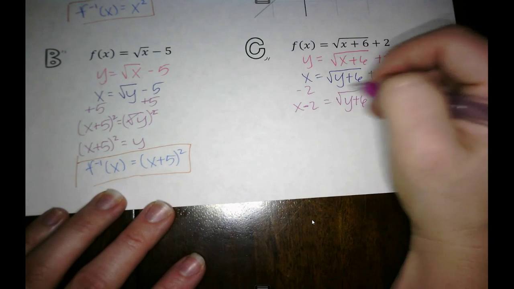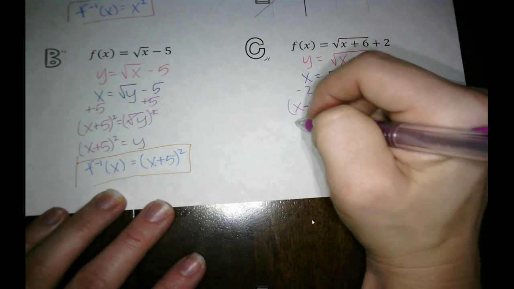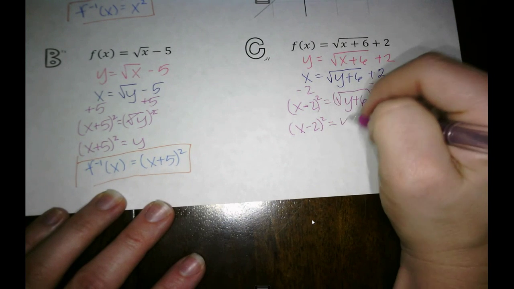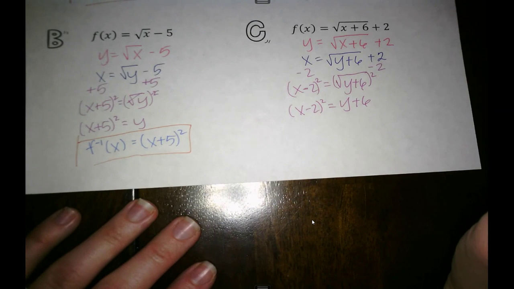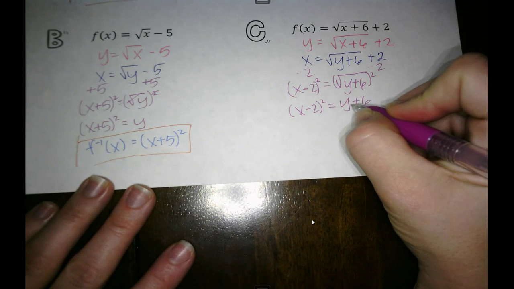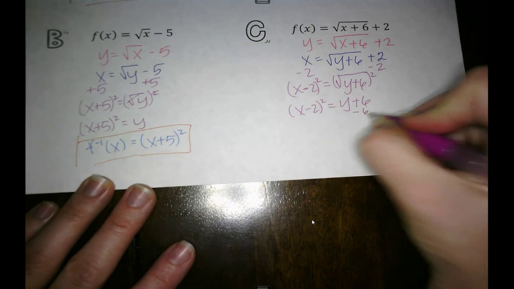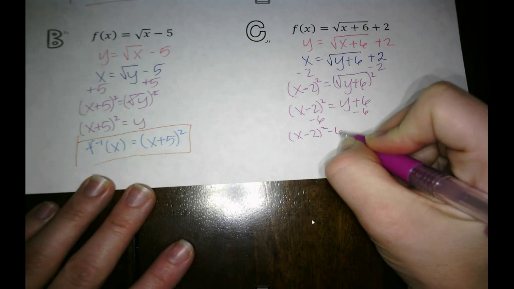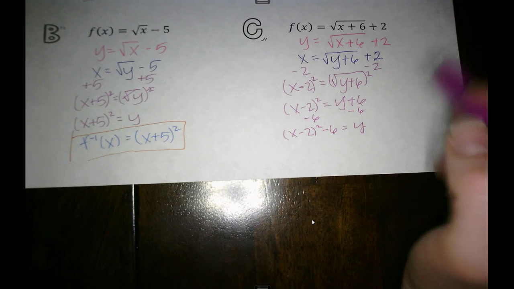Now I need to get rid of the square root by squaring it. Square both sides. So x minus 2 squared equals y plus 6. Y is still not by itself this time, so 6 is being added to it, so I need to subtract 6. Subtract 6 from both sides. Equals y. Now y is by itself.